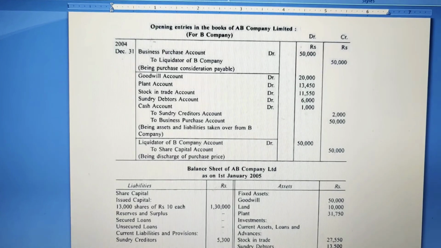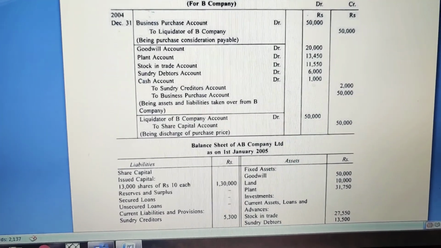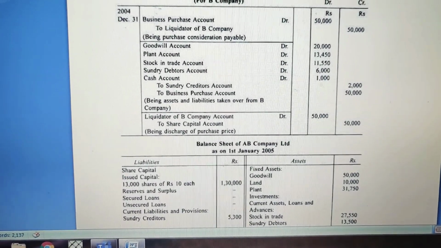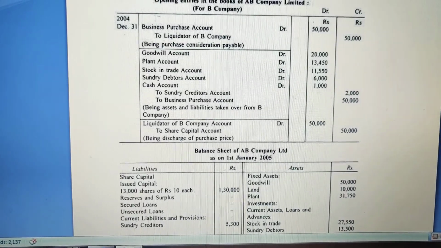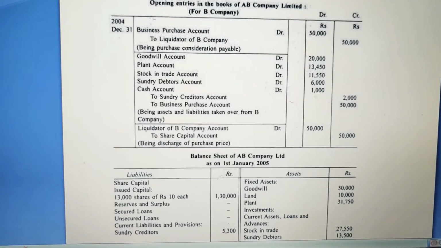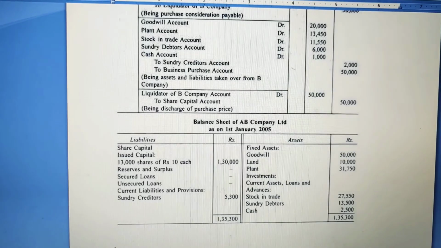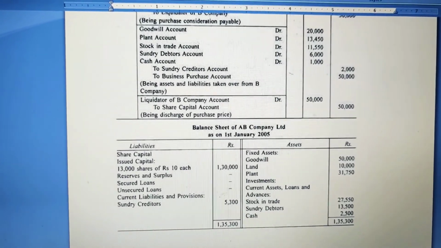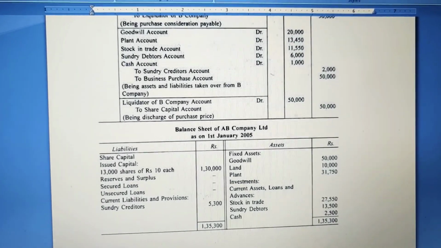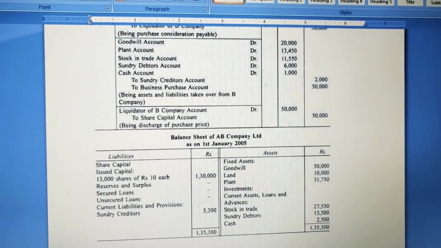Okay, so now the next journal: the balance sheet of AB company limited you will make, and only one balance sheet you have to make. Like the journal entries for both of the companies you passed separately, this kind of thing please don't do. You are not making the balance sheet of A and B company separately. This is one company, so you have to make just one balance sheet and take all the assets amounts and write in your balance sheet.